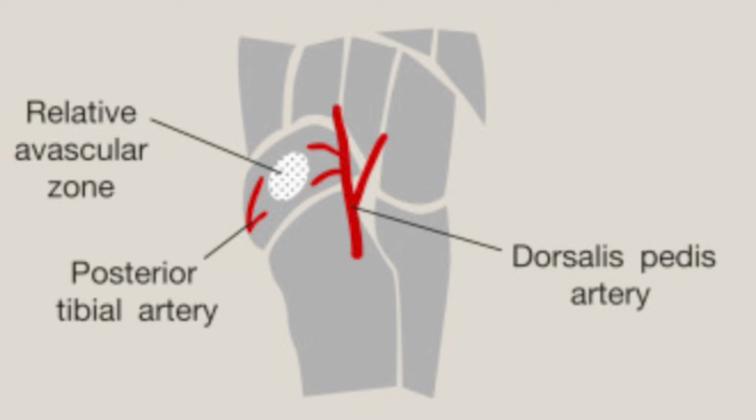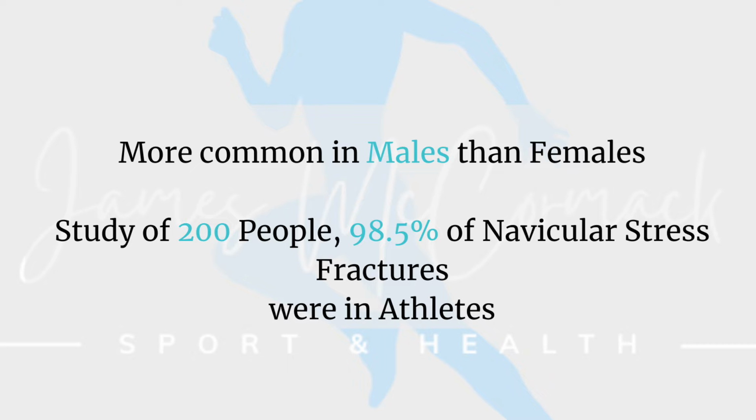So how do people get a navicular stress fracture? Well, we know it's more prevalent in males than females. We know that in a study of 200 people, they found that 98.5% of those that occurred in were athletes. So we're looking at sports that have impact. So running, jumping, gymnastics, all increase the force that goes to the medial longitudinal arch of the foot, places excess stress on the navicular, and can cause a bending-like effect on the bone, increasing your risk of a stress fracture.